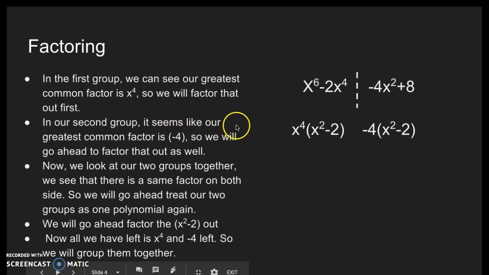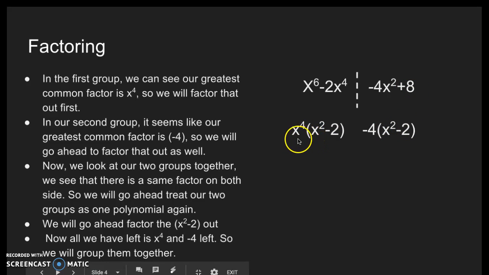In our second group, our greatest common factor is negative 4. Notice, 8 can be divided by 4, right? So we divide by negative 4. Negative 4x squared divided by negative 4, we only got x squared left. And 8 divided by negative 4 is negative 2.